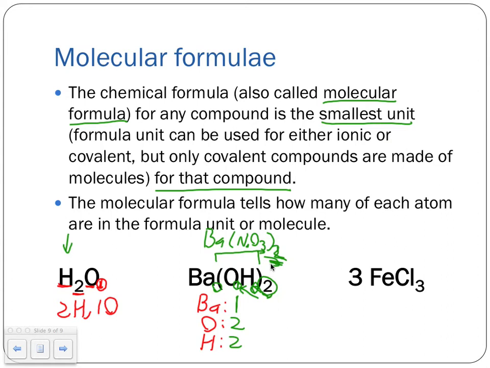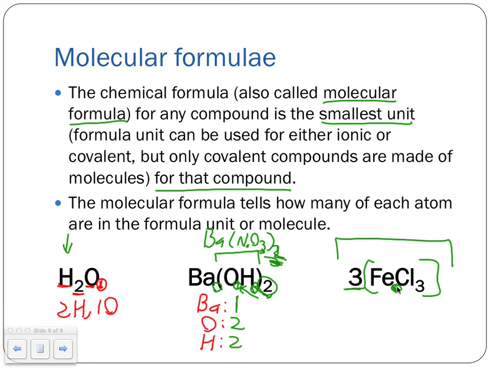Now, another thing that you'll run into is a coefficient in front of the formula. The way the coefficient works is it's not part of the molecule, it just tells you how many molecules or how many formula units you have. So in this case, we have 3 FeCl3 units. If we asked how many irons are in an FeCl3 molecule or formula unit, we would just say 1. But if we asked how many Fe's are in this whole thing, we'd have to say 3, because there's an implied 1 right there.